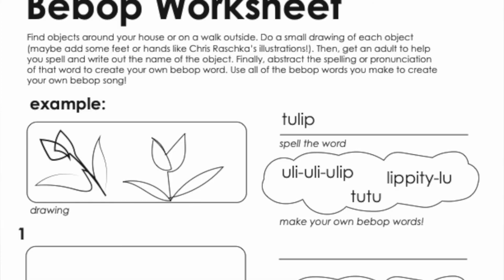At this point in the activity, I'm going to encourage you guys to go on a scavenger hunt to create your own list of bebop words. You're going to use our handout to help you identify different objects, draw a picture of them, and generate your own made-up creative bebop words. Once you've gathered enough bebop words, we're going to come back and we're going to build our own bebop song. All right, let's go for a walk and find some interesting bebop words.